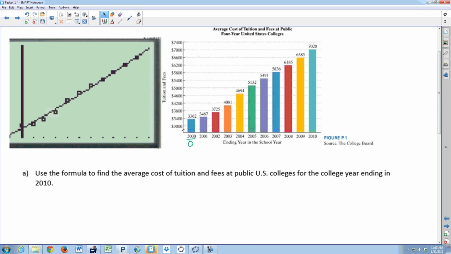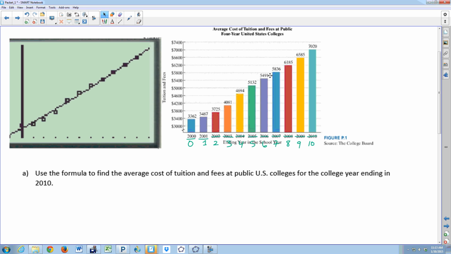That's my guess. So what would I use for x if I wanted to estimate the tuition and fees with this model for the year 2001? What would I use for x? 1, right? And so similarly, you can go all the way up and change each of these for the purposes of our model and how we've defined our x value. You can replace those years with the numbers 0 through 10.